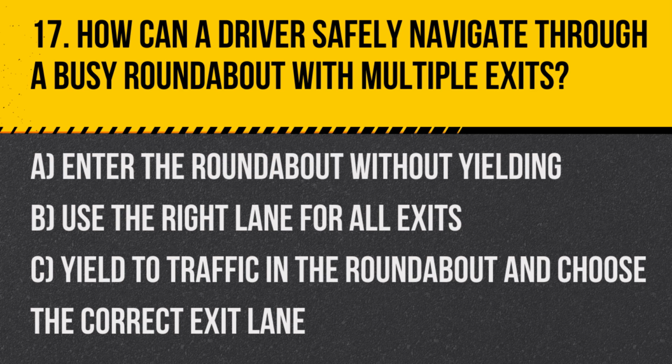Question 17. How can a driver safely navigate through a busy roundabout with multiple exits? A. Enter the roundabout without yielding. B. Use the right lane for all exits. C. Yield to traffic in the roundabout and choose the correct exit lane. Answer: C. Yield to traffic in the roundabout and choose the correct exit lane. This ensures smooth flow and safety.